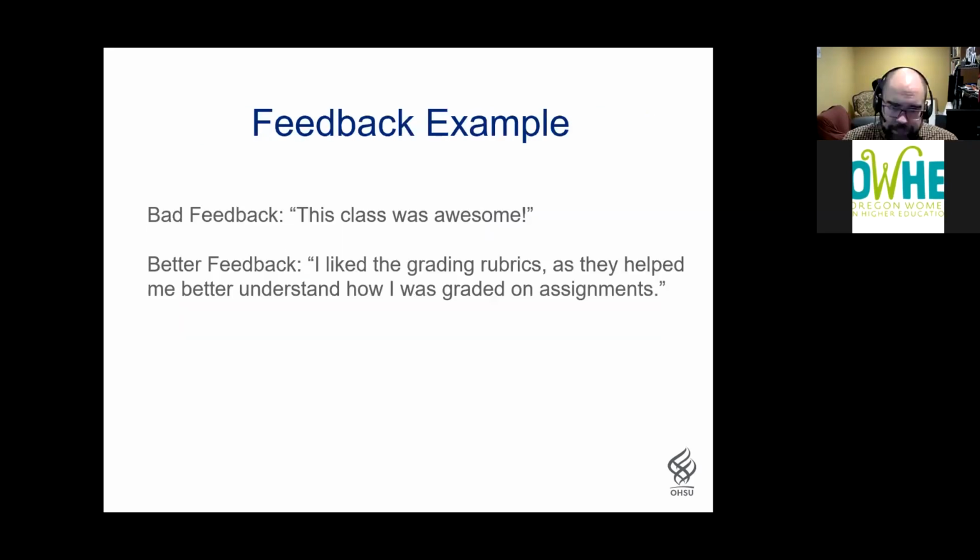So there are all sorts of feedback methods, structures, models that you can use, and the list goes on and on. So find which one works best for you. But I do want to stress kind of what makes bad feedback or not great feedback, not useful feedback, and what is better feedback.